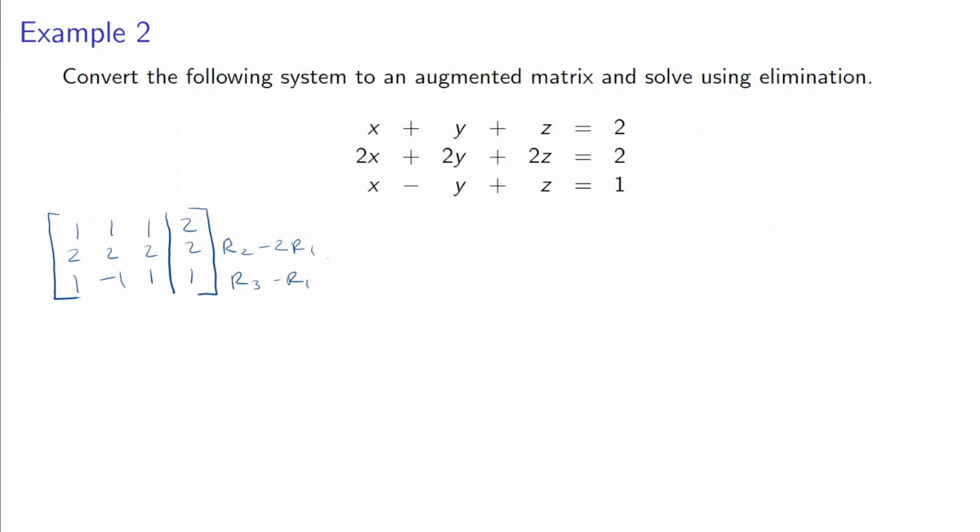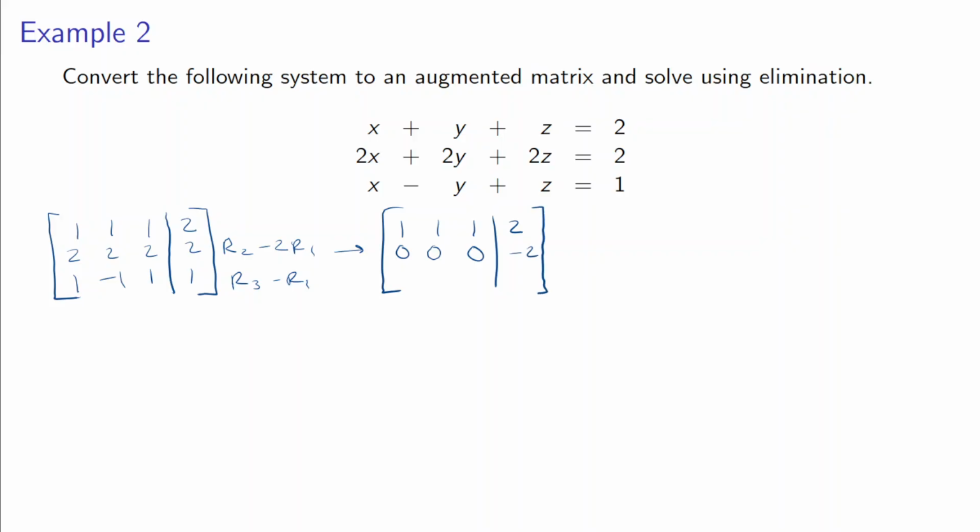And we're going to go over how I know what to do and when to do it in videos later on. But for now, we'll just go through a few examples. So this matrix now becomes 1, 1, 1, 2. Our second row becomes 2 minus 2 is 0, 2 minus 2 is 0, 2 minus 2 is 0, and then 2 minus 2 times 2, so 2 minus 4 is negative 2.